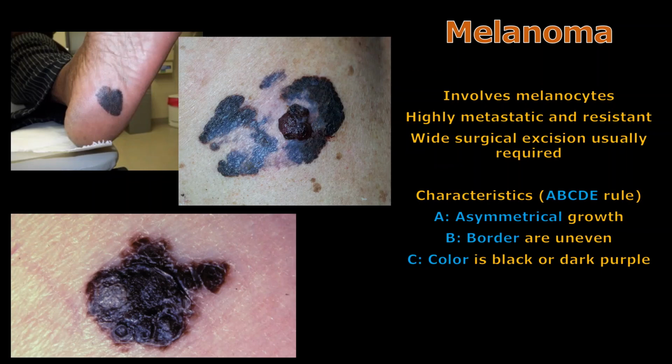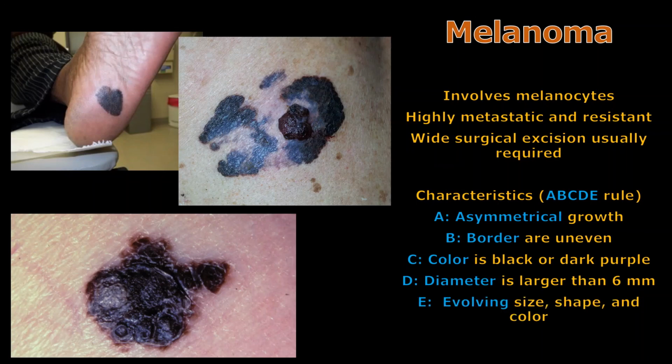C, the color is dark, black, purplish, brownish. D, the diameter, the size of it, is larger than 6 millimeters. That's about the size of a pencil eraser, if you can picture a pencil eraser size. If it's larger than that, it's possible that it could be a melanoma. And then E, evolving: the size is changing, the shape is changing, the color may be changing, sometimes very rapidly. So if you have a growth that's asymmetrical, with an uneven border, a dark color, a large diameter, and it's changing in size and shape and color, these are warning signs that you need to have this checked out.